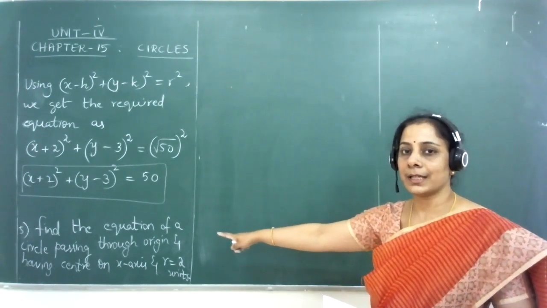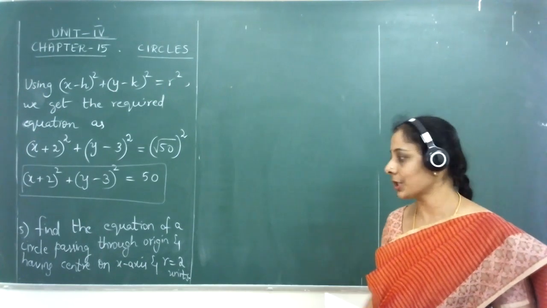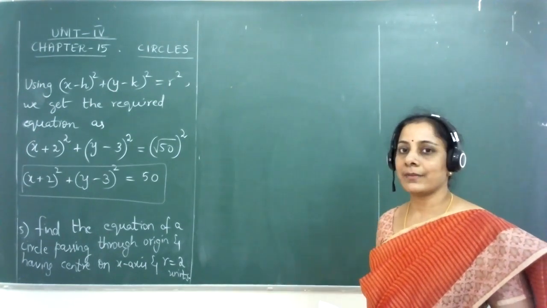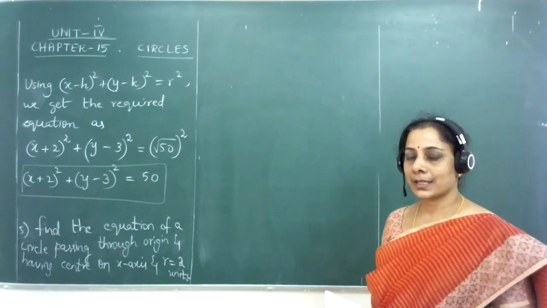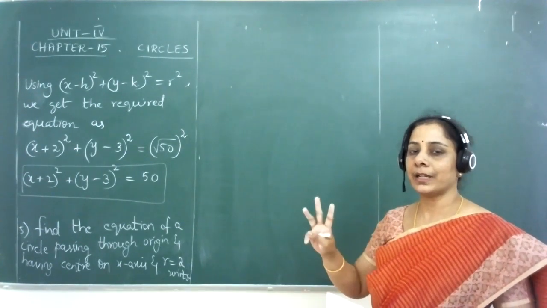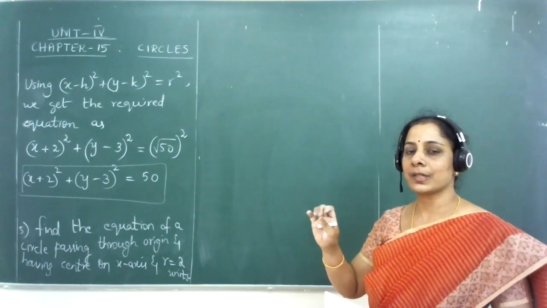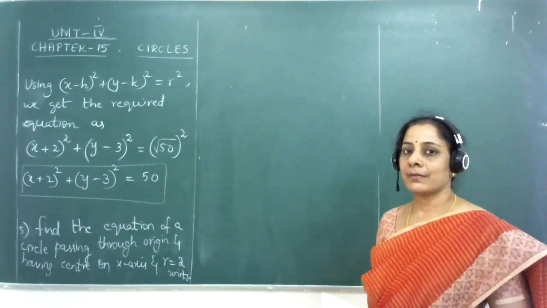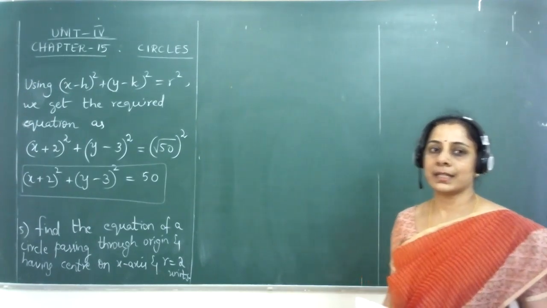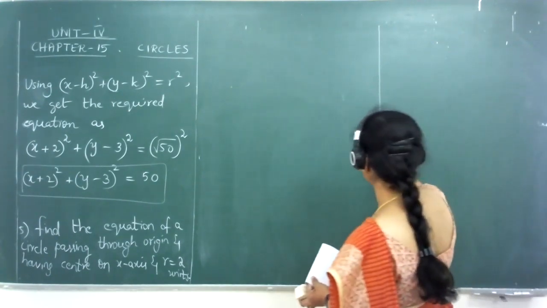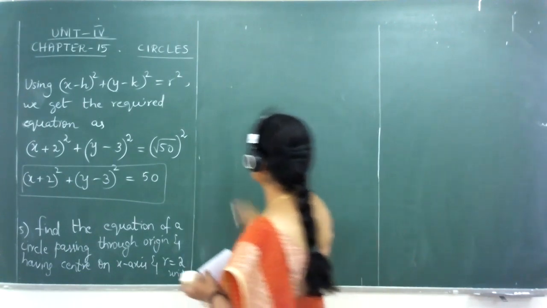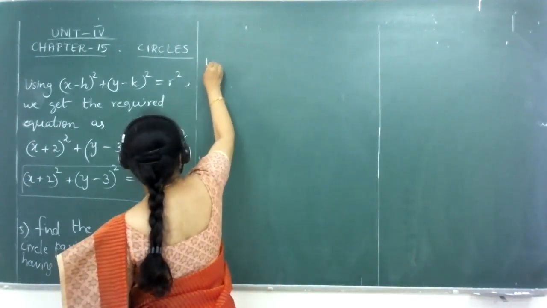3 data. First data is that the circle passes through origin. Second is that it is having its center on the x-axis. Third is that its radius is known. So 3 different data to find 3 values G, F, and C. Once you have the values of G, F, and C, the equation of the circle will be known to us. So what do we have to do here? We will have to consider the general equation of the circle.